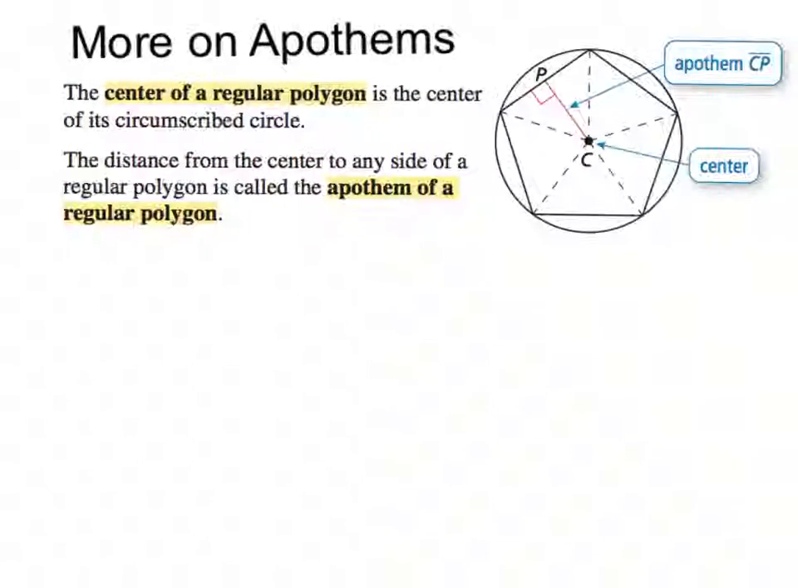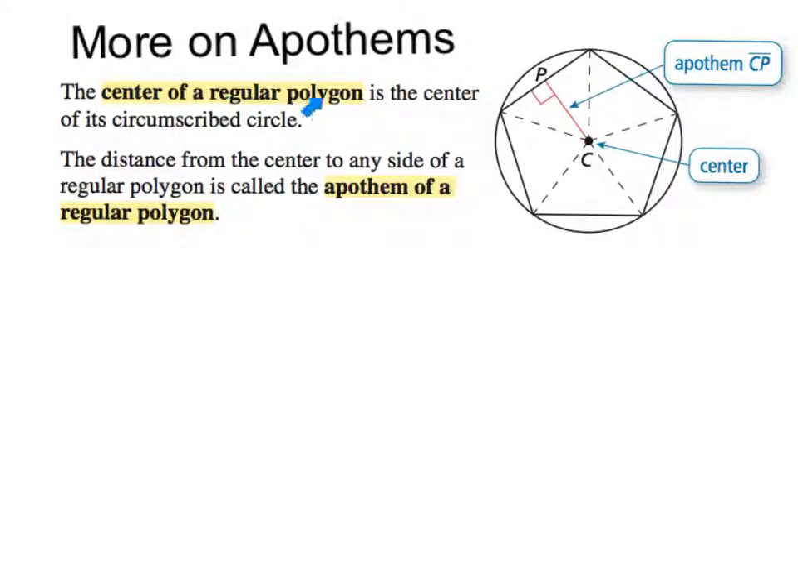The center of a regular polygon is the center of its circumscribed circle. This is important because it's going to lead into circles, which we'll do in a few weeks. The center of a circle is also the center of a polygon. The distance from the center to any side of the regular polygon is called the apothem. Make note that the apothem will always form a 90-degree angle to any side of the polygon.